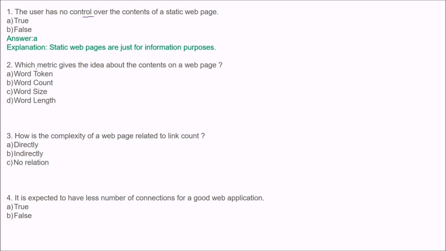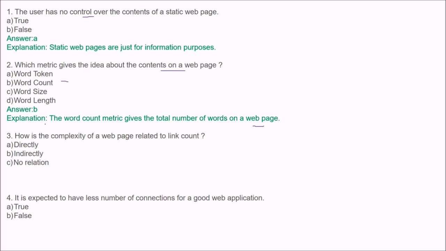And the next is, which metric gives the idea about the contents of a web page? Word token, word count, word size, word length. The answer is B, word count. The word count metric gives the total number of words on a web page. So this is word count.